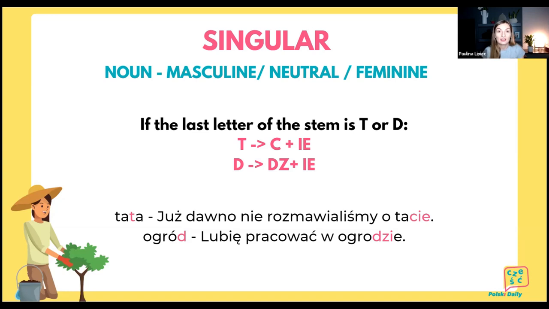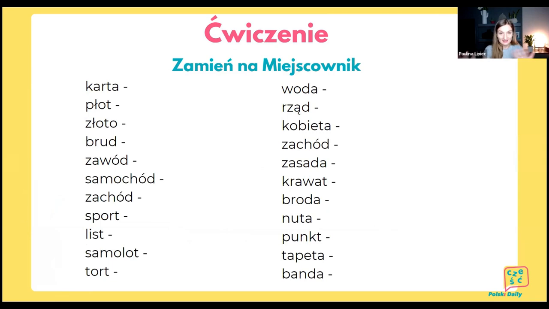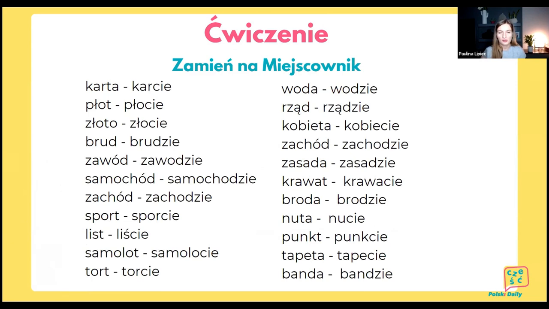Another example would be samochód, samochodzie. Okay, let's move on. That's your exercise for this rule. There are some words where you will have to change the U, but pause if you need. Here you have the answers.